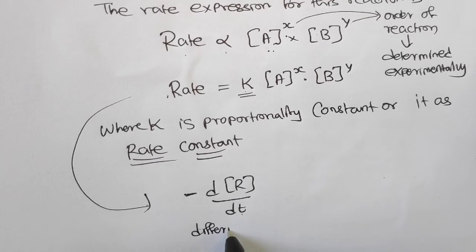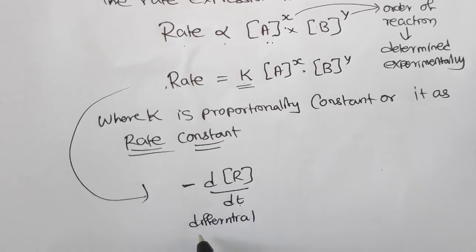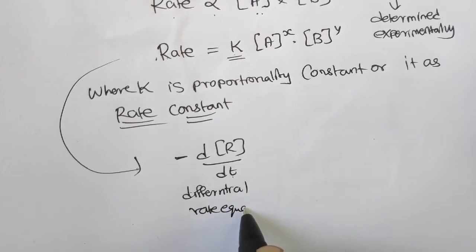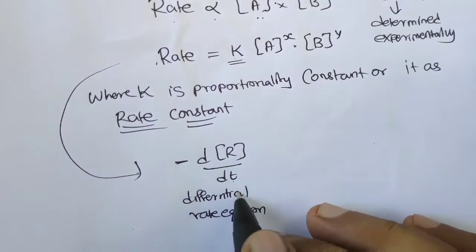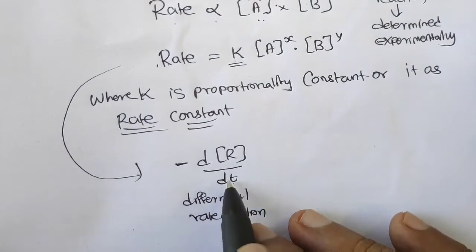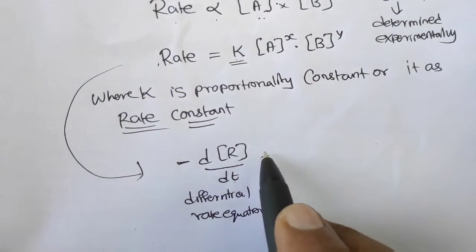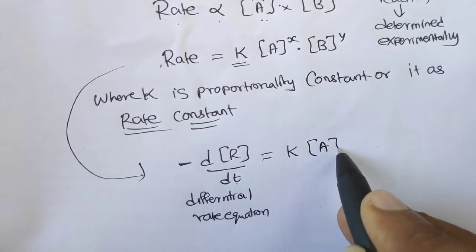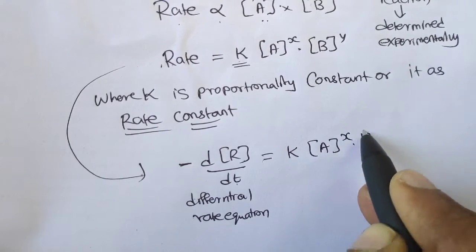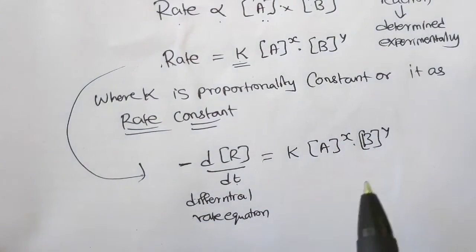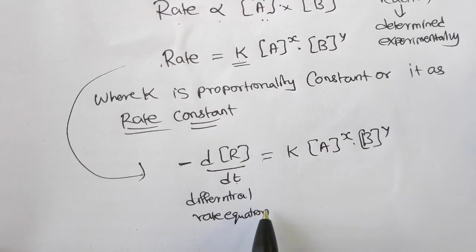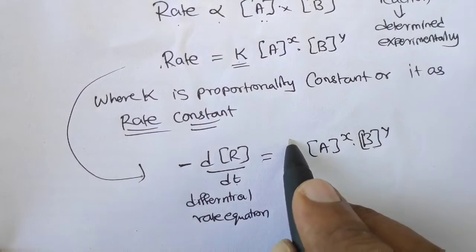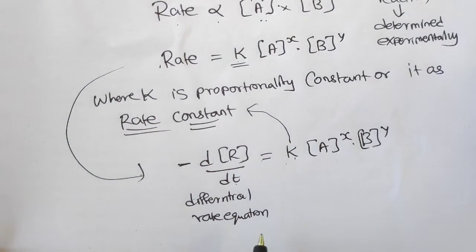This is the differential rate equation, right? So you can write it this way also: dr by dt, where we have infinitesimally small values, as we discussed earlier. So dr by dt is equal to K into the concentration of A raised to X into the concentration of B raised to Y. So this part I think is clear. So what is K here? K is the rate constant. Understood this part?